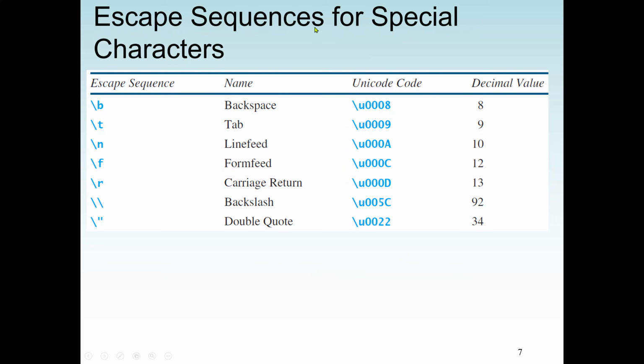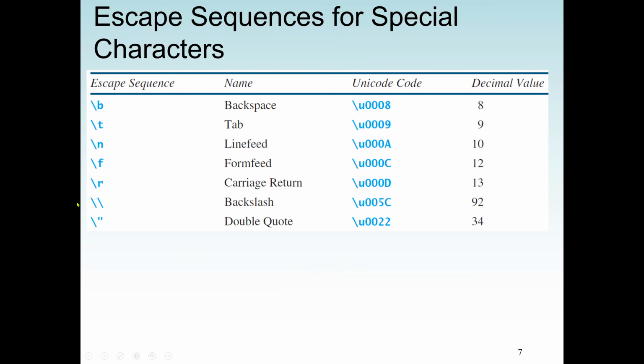And the next is the escape sequences for special characters. We have \b, which represents the backspace. In Unicode, the value will be \u0008, which is decimal value 8. Now the tab, which is the same as our keyboard tab, is \t, and we also have the Unicode representation and the decimal value. We also have \n, which we already used many times to move to a new line. So it's called a line feed. And \f is for form feed, and \r for carriage return.